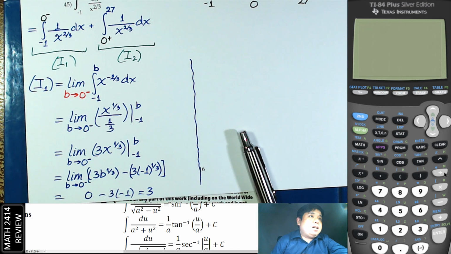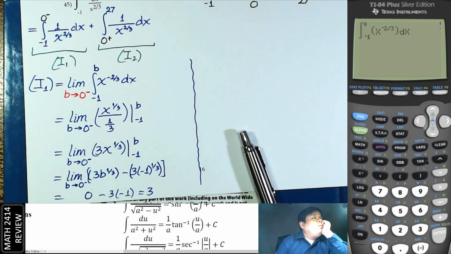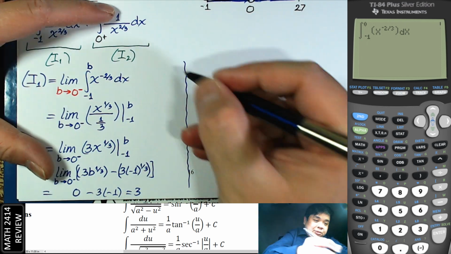Of course, we can confirm that. Let's see if it works. I'm just going to say from -1 to 0, and here we have x to the -2/3. That may give us an error. While we wait on that, let's just go to the next one.